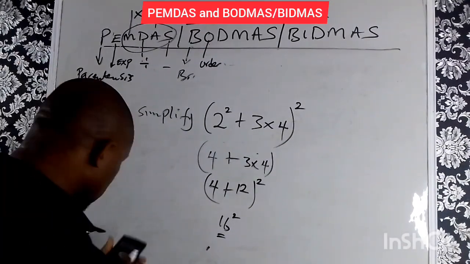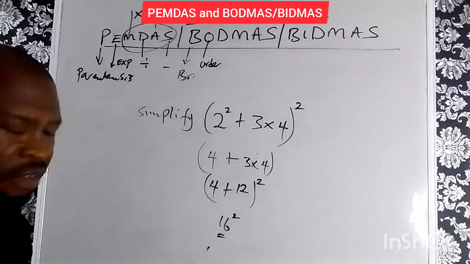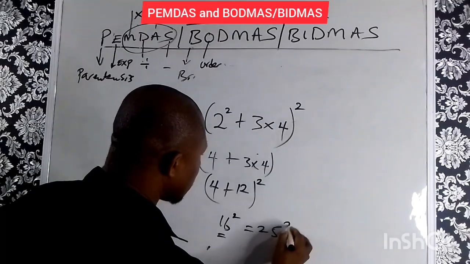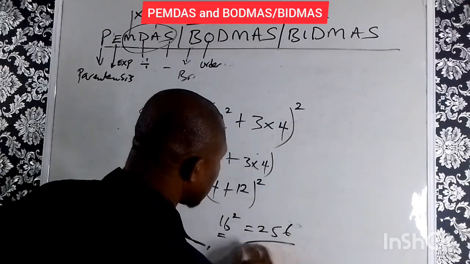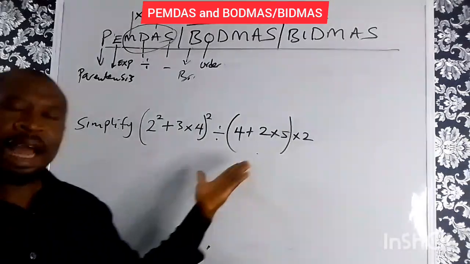256. 16 squared will give us 256. The answer here is 256. Alright, we solve this problem.